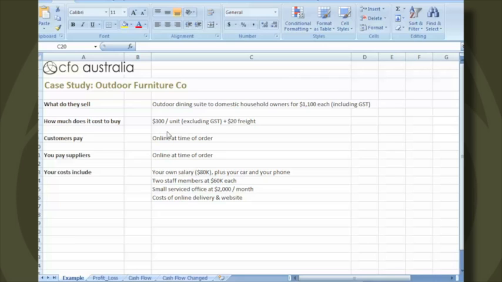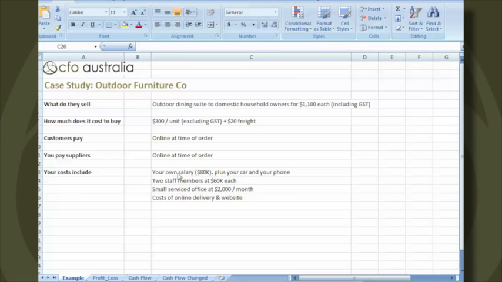It's $1,100 per unit. This is a unit that's imported from overseas, so the shipping price to come in is $300 a unit, and then there's $20 freight to actually get it from the dock to the household. As you can probably tell by now, this is an online ordering service, so as the unit comes in, it's shipped straight to the customer.